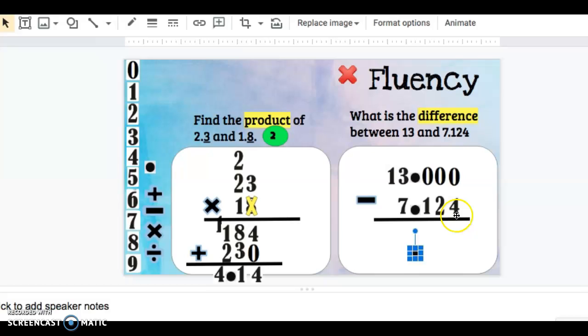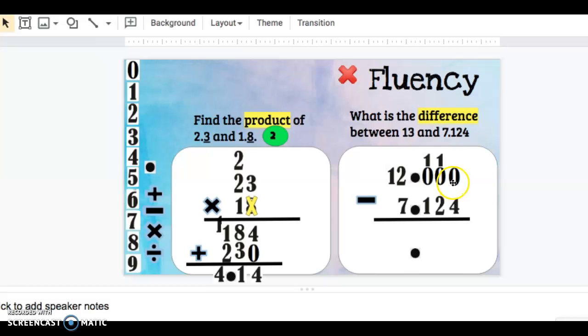0 minus 4, we cannot do that. So we know that we have to go to our 0 next door. Well, they don't have anything to give us, so we have to go to the next door neighbor. Well, they don't have anything to give us, so we have to go all the way to our next door, which is our 3. So that 3 becomes a 2 because they're giving all our zeros to make them 10s. So this one, he's like, thank you, I'll take some of that. So he becomes a 10. Your next door neighbor is like, thank you, I'll take some of that. That neighbor becomes a 10.